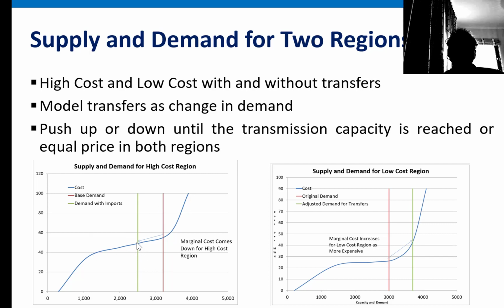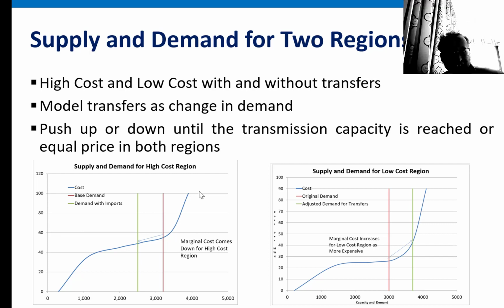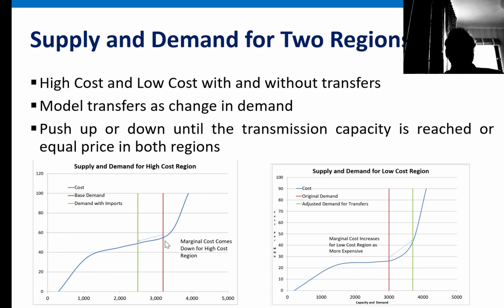So in this case, we start with the red line. This is the high cost region. There was a price of 60 because this is the supply curve. Everything's driven by the shape of this supply curve. It still is. If you start talking about all this fancy stuff without understanding that, you don't get anywhere.